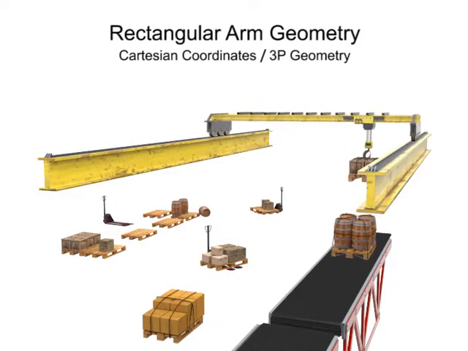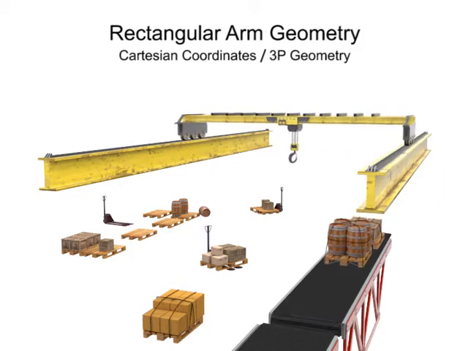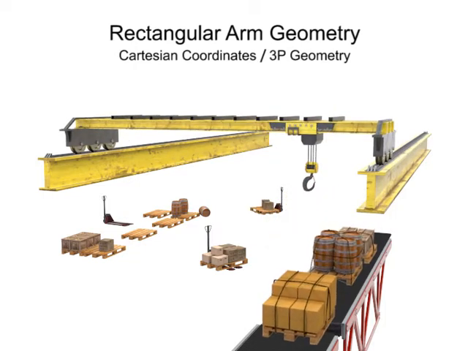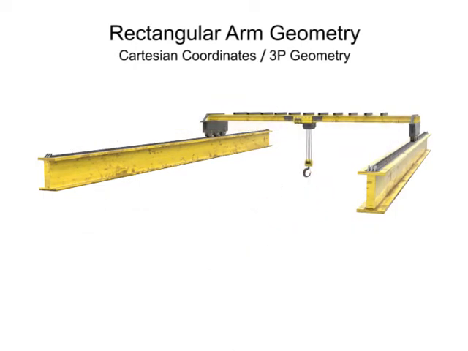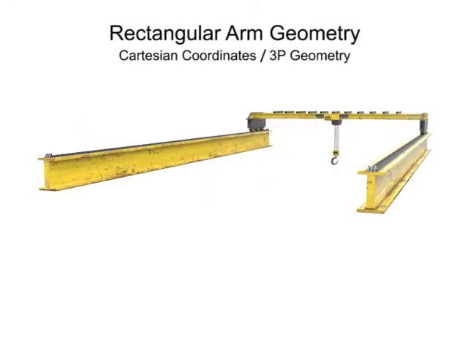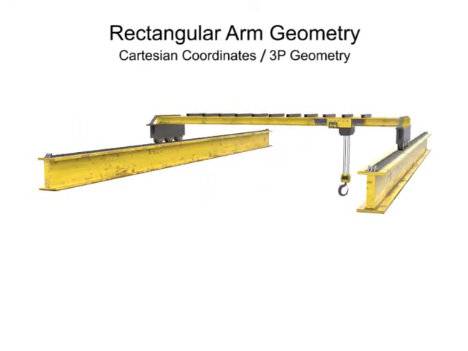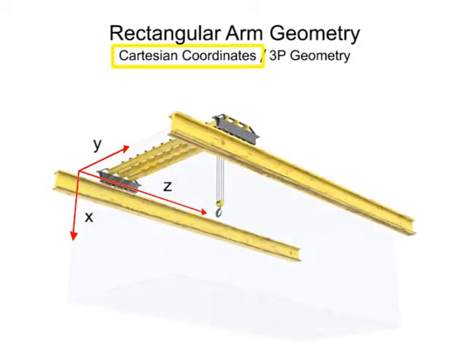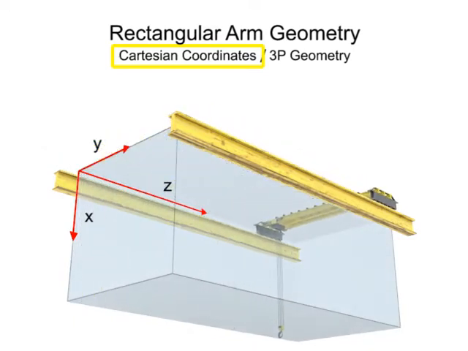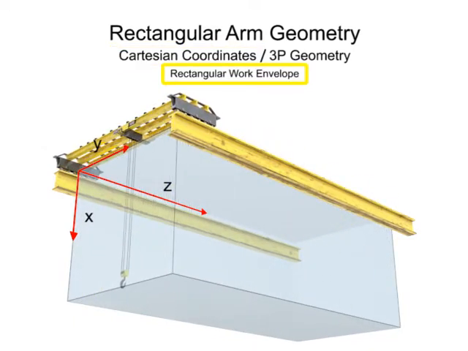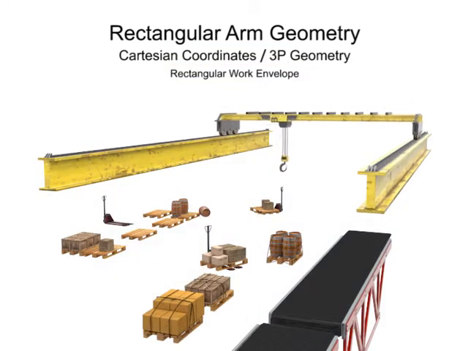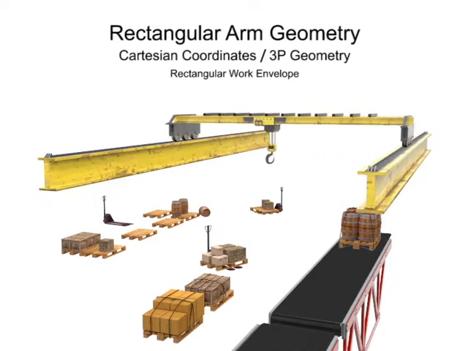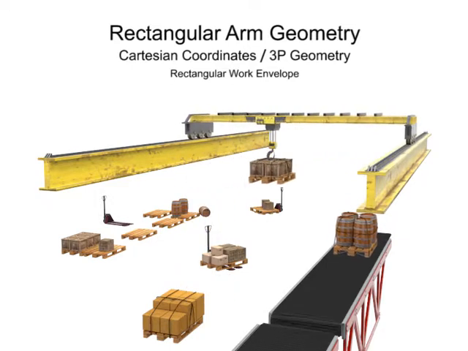This type of geometry is most commonly used with pick-and-place or large overhead-mounted robots. Rectangular arm geometry robots can only move linearly in each direction. An overhead crane robot is a good example of this type of motion. It can move forward and backward, left and right, and up and down. Robotic arms that use Cartesian coordinate geometry generate a rectangular work envelope. Rectangular robotic arms have the simplest geometry and control system and are typically used in material handling operations.